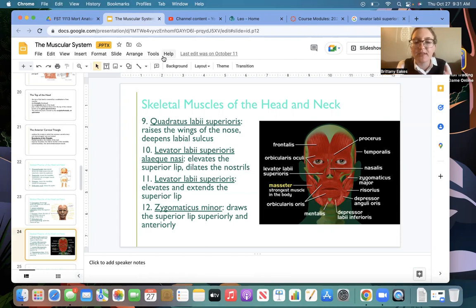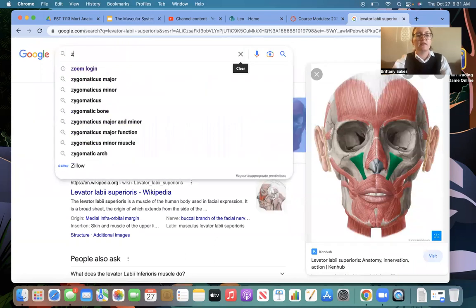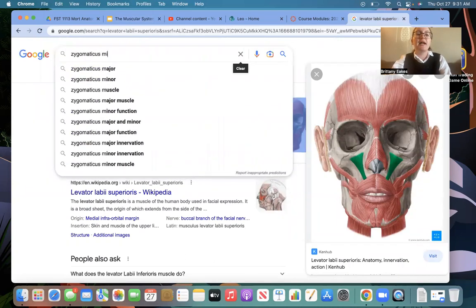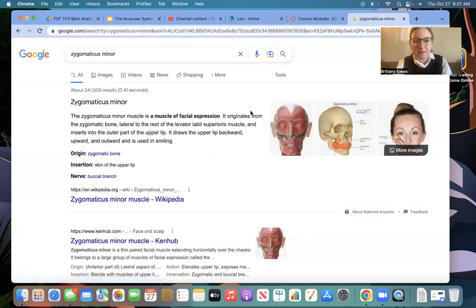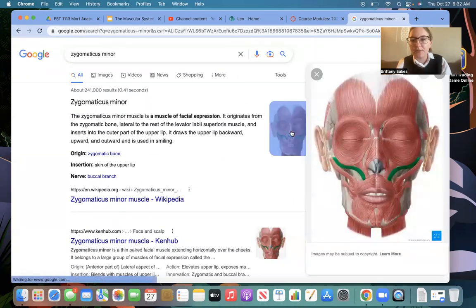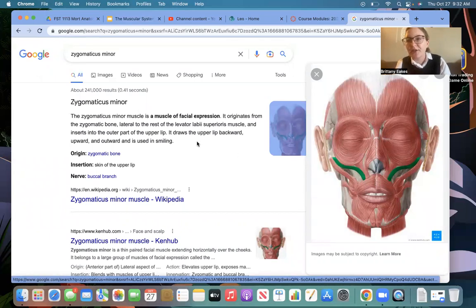So next we have levator labii superioris, and that elevates and extends the superior lip. Then we have the zygomaticus minor, which is going to draw the superior lip superiorly and anteriorly, so to the front and up. Let me see if it's on this image. It's not. Zygomaticus minor. It's that muscle of facial expression. And remember, zygomaticus is going to refer to the region of the zygomatic process, zygomatic bone.